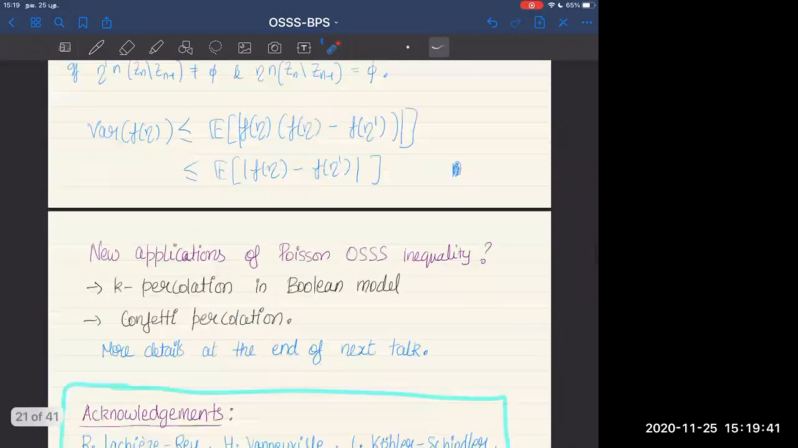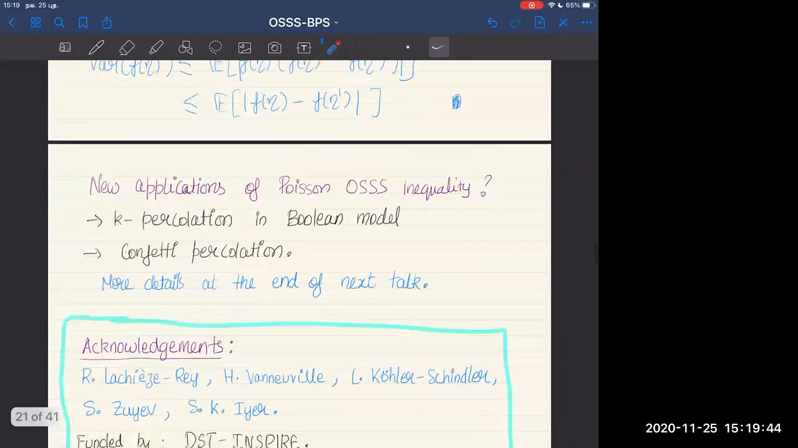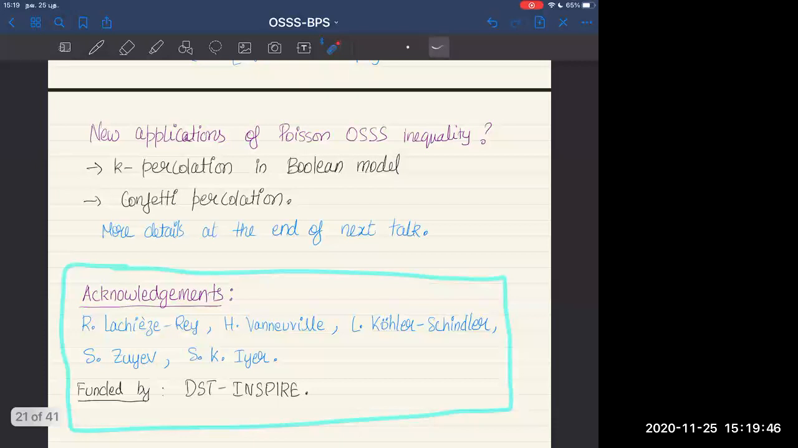So let me stop here for the first talk. At the end of the second talk, I might give some applications to newer results in confetti percolation and K percolation. And maybe not all will stay up to the end, as usual.